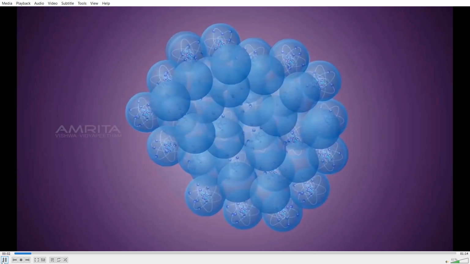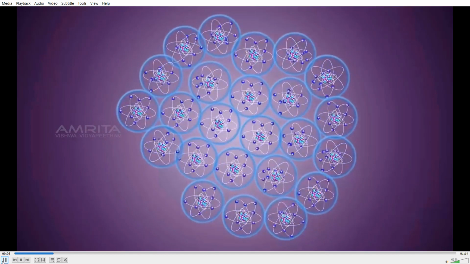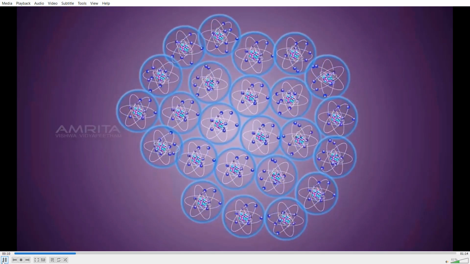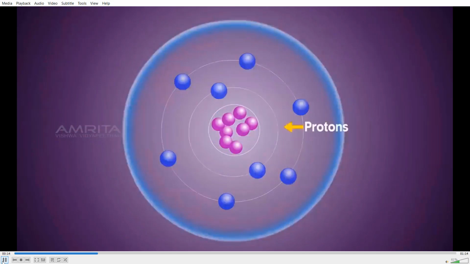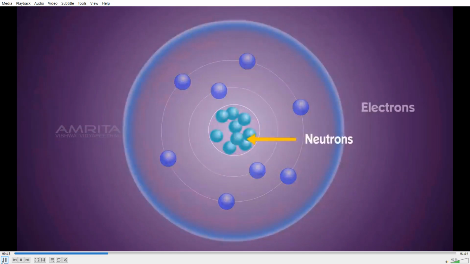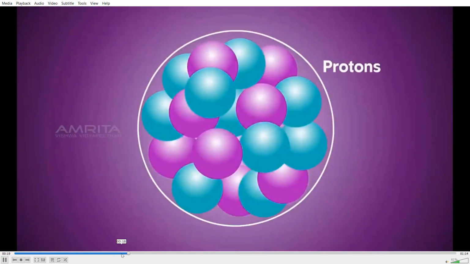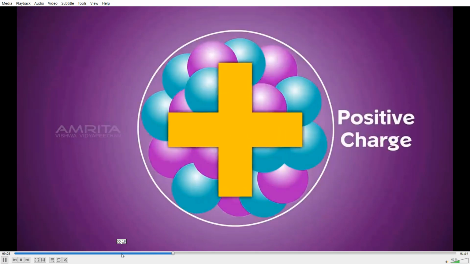Now in this session you will understand what the structure of an atom looks like. There are millions of particles that are rotating in some particular orbits. Now we are going to understand the structure of an atom. In an atom there are some particles known as protons, some known as neutrons, and some are electrons. In the nucleus there are protons and neutrons. The protons are positively charged particles and neutrons do not have any charge. So the nucleus of an atom is positively charged, right?